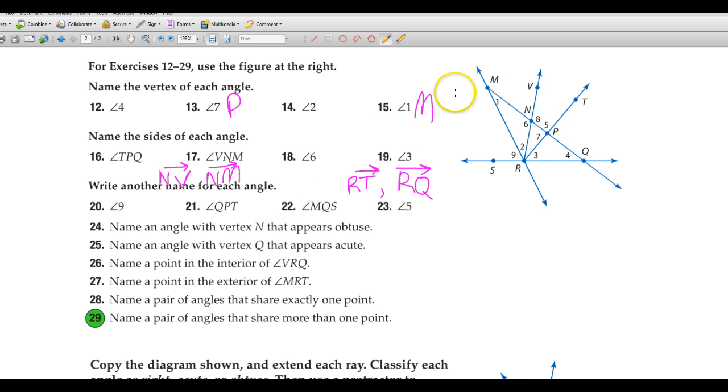Number 21, angle QPT. So we're starting at Q, and then vertex P, and then T, QPT. So another name for this angle, we could reverse the order and call it TPQ. Let's just go with that answer.